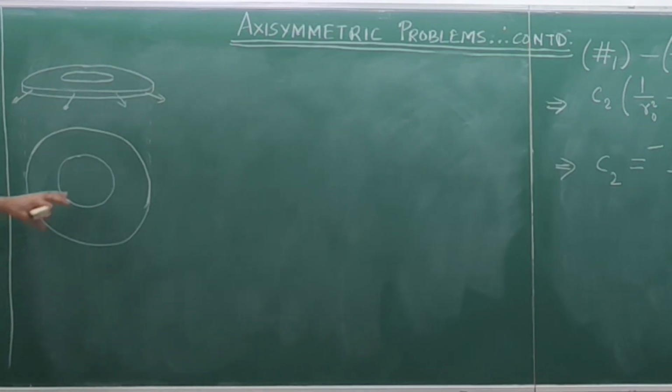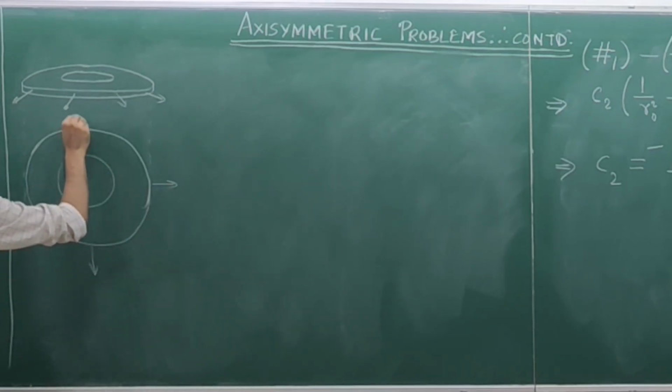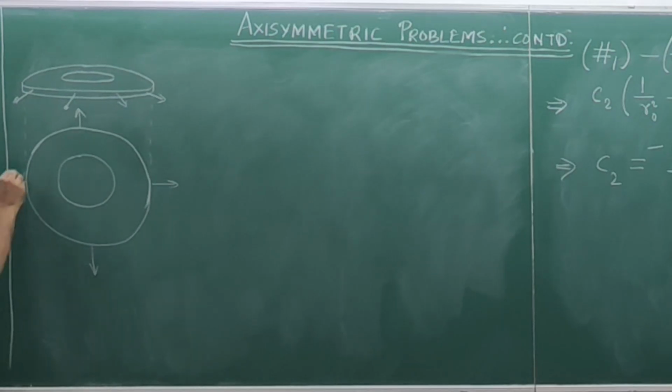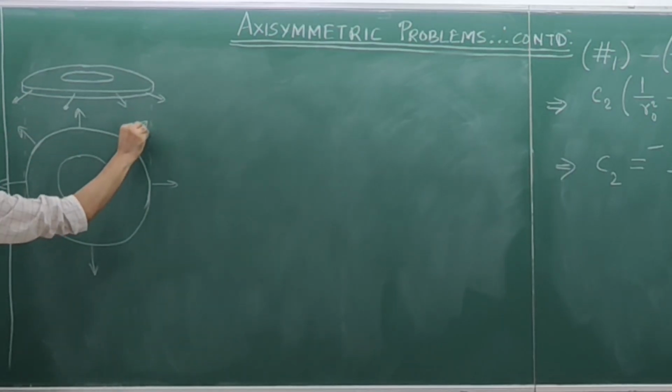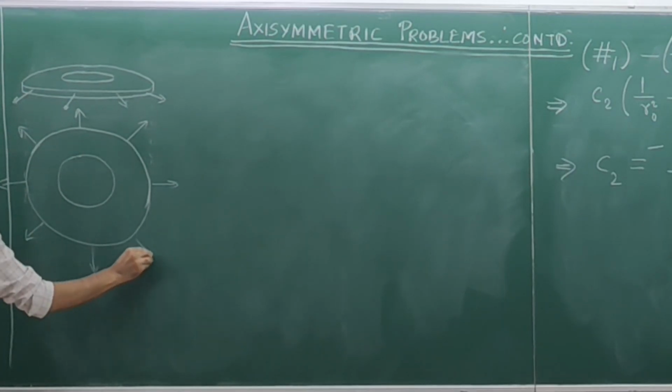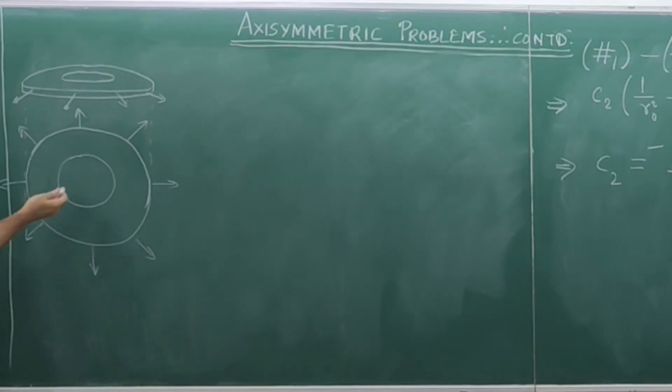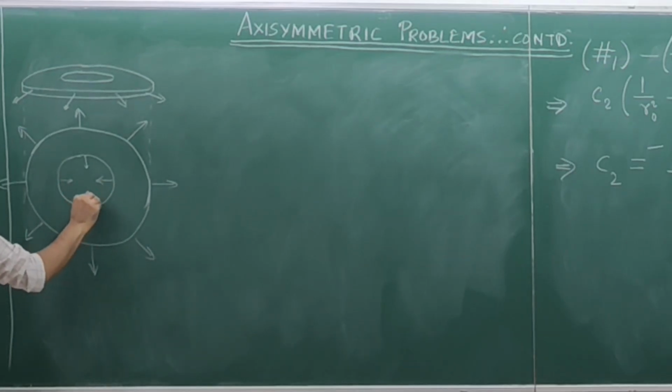Please accept that these are circles. Okay, very bad circles, but these are circles. So the loading is like this. As I told you, it looks exactly like the thick walled pressure vessel. There can be loading here also. And it is not necessary that they have to be tensile in nature. They can be compressive also.